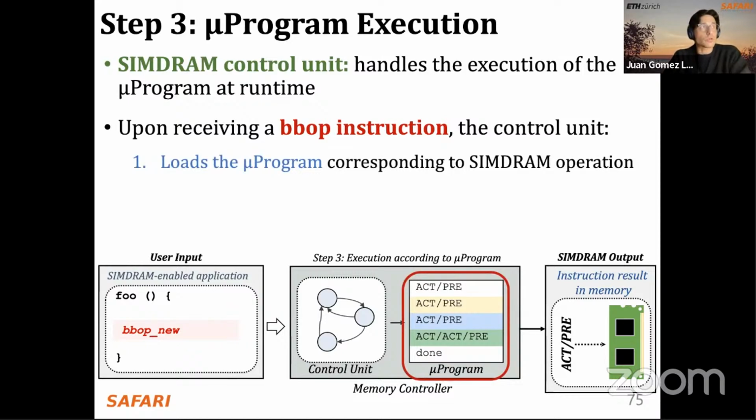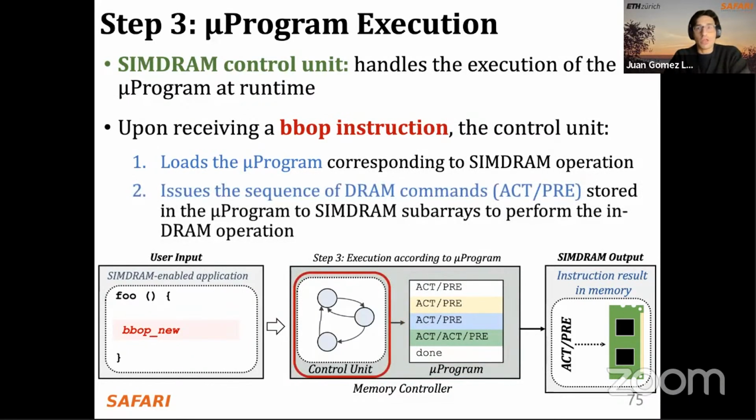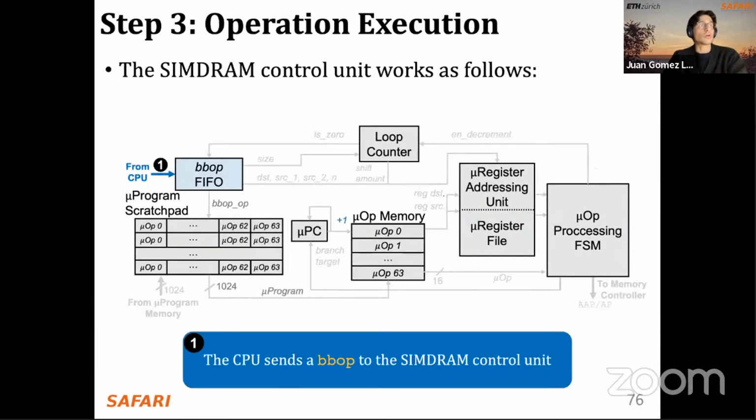The first thing to do, as we'll see, is loading the microprogram. And the second thing is to execute the corresponding sequence of DRAM commands that are each of the micro-operations of the microprogram that we generated in step 2. But let's take a closer look at what the SIMDRAM control unit does. First of all, let me clarify that the SIMDRAM control unit is an extension to the memory controller. So whatever you see here is connected to the memory controller, as you can see on this right part of the figure. And we are going to see step by step what the SIMDRAM control unit needs to do.